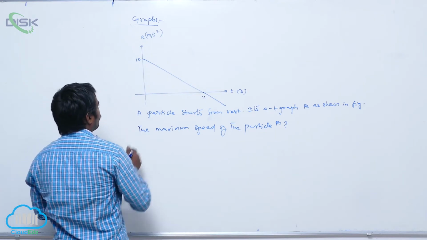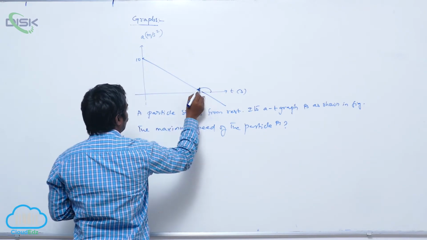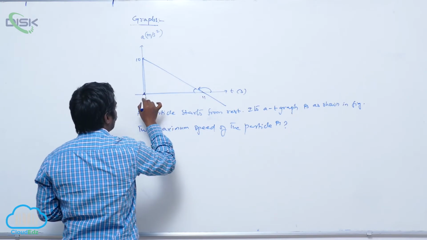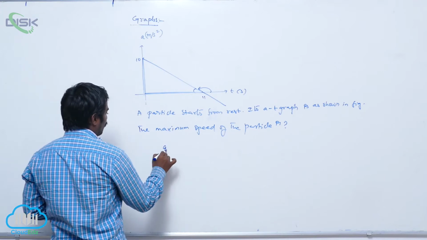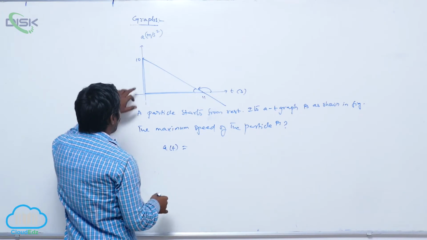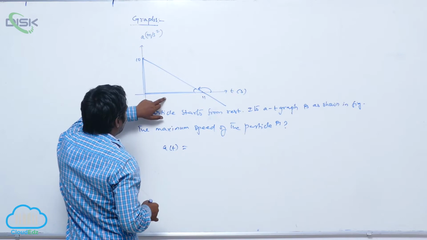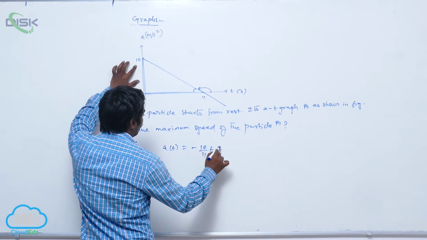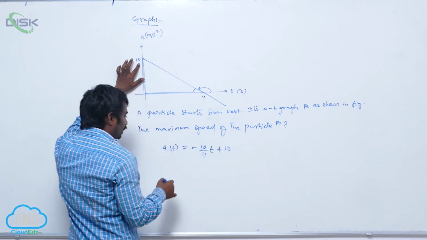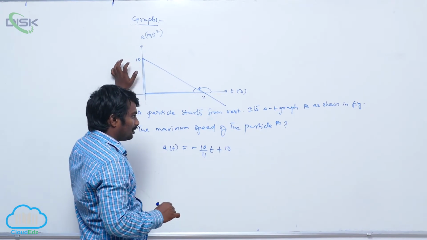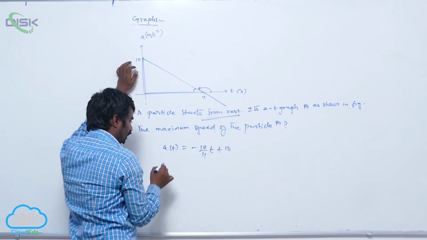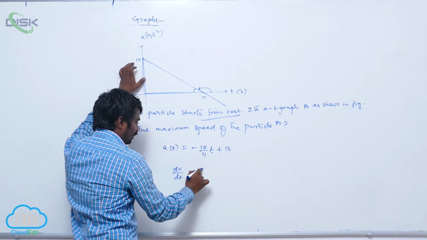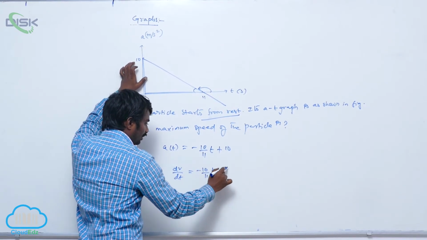So how to calculate? Here the intercept is positive and the slope is negative. Slope value is tan theta, so 10 units by 11 units. So a of t I can write as minus m t plus c, minus 10 by 11 into t plus c, where c is 10. Now how to calculate velocity as a function of time? Initial velocity equal to 0. So a of t can be written as dv by dt, that is equal to minus 10 by 11 t plus 10.